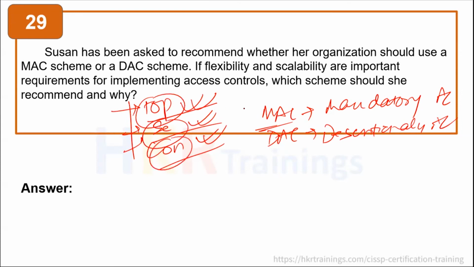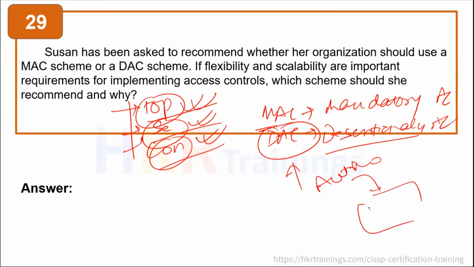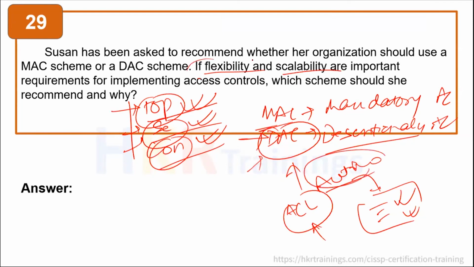There is no flexibility in that system. In the case of discretionary access control, whoever is the author can choose to allow other people to have access and to what extent they'll have access to the resources. For example, the file permission rule sets in Windows are an example of DAC. Windows operating system uses DAC. So since flexibility and scalability are the important requirements here, DAC will be the best suited option, because DAC allows the author to flexibly assign permissions, and since in the case of MAC there are very rigid controls, scalability becomes a challenge. So DAC will be the best option here.